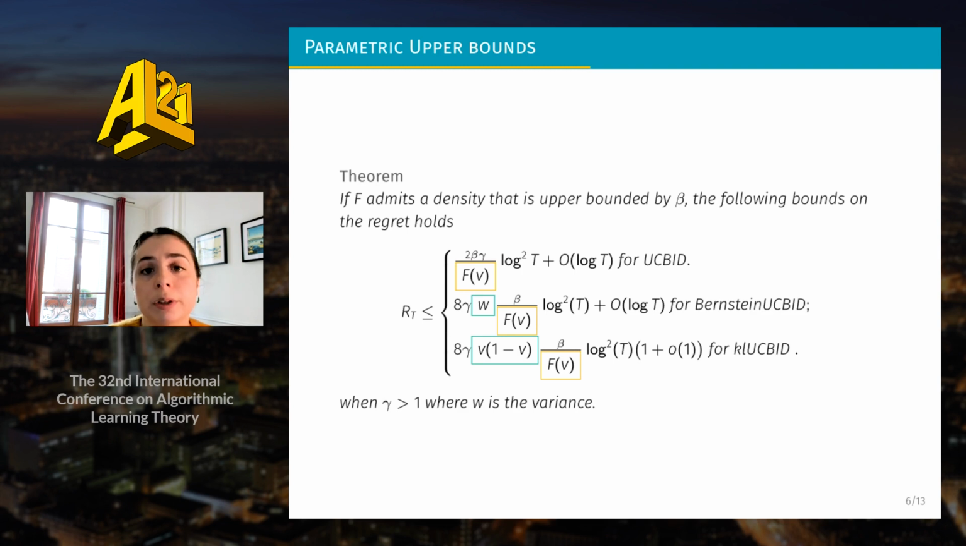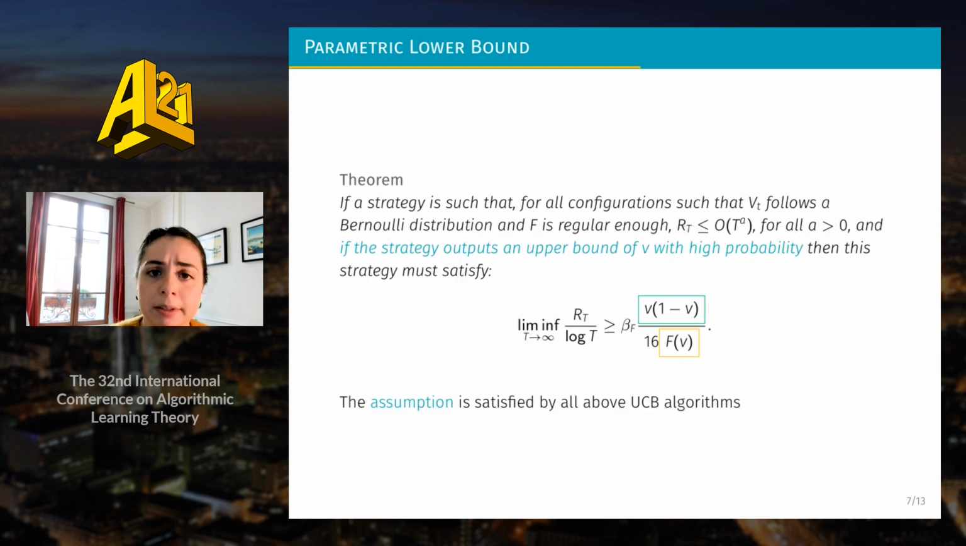The first bound for UCB relates to the ratio of observations under the optimal policy, 1 over f of v, while the two others compensate this factor with a variance term. This is in particular important when v is small. This parametric dependence can be shown to be about optimal when the values are drawn according to a Bernoulli distribution, and among strategies that bid higher than v with a high probability, which is the assumption in blue.